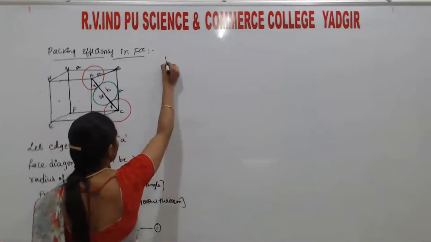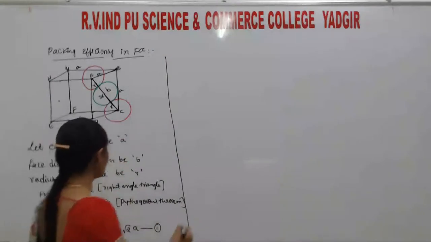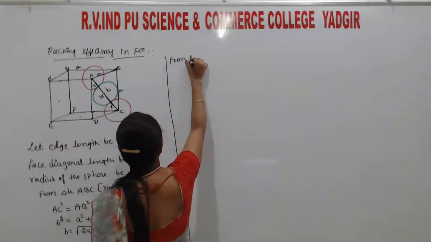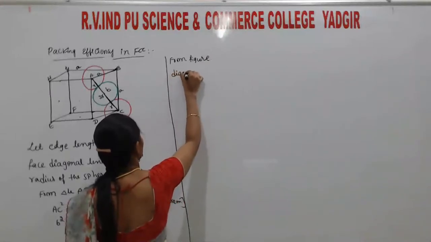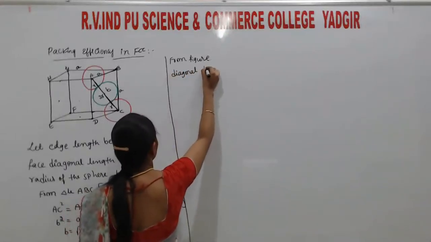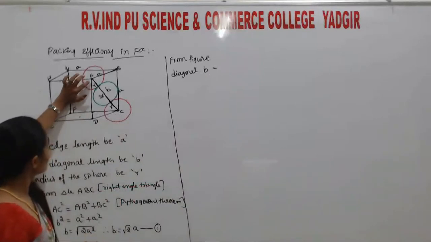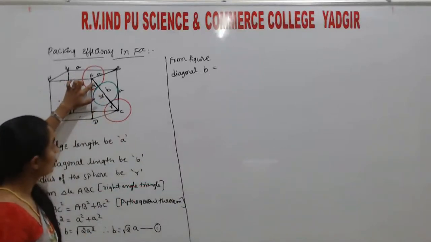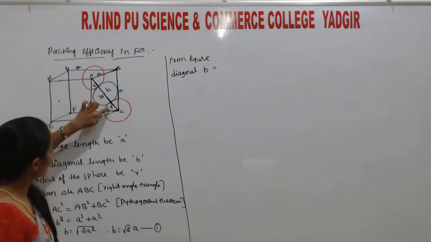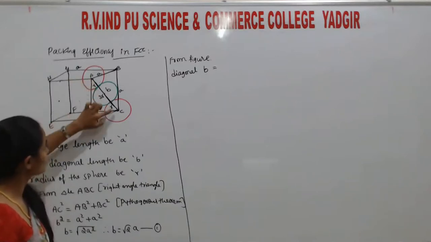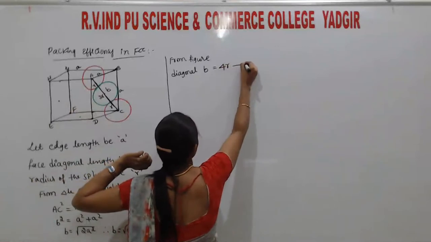Next, from the figure, diagonal B is equal to, so students, listen, this diagonal consists of one half sphere, another one complete sphere, and another half sphere, that is R plus 2R plus R. Why are we considering R? This is the radius, this is the radius, and this is the complete diameter. That is B is equal to 4R, equation 2.